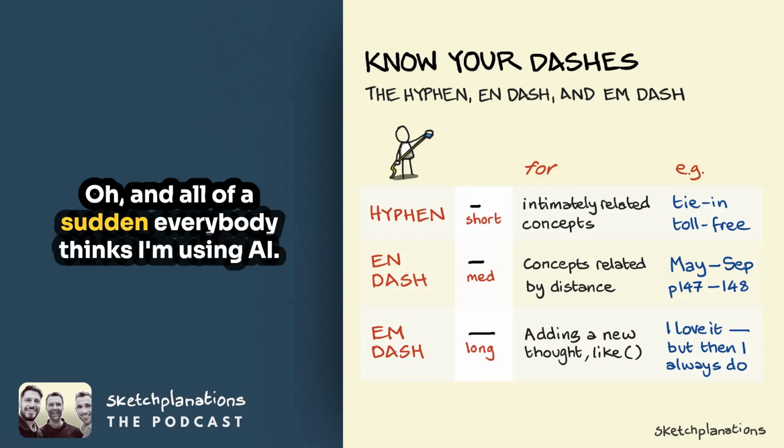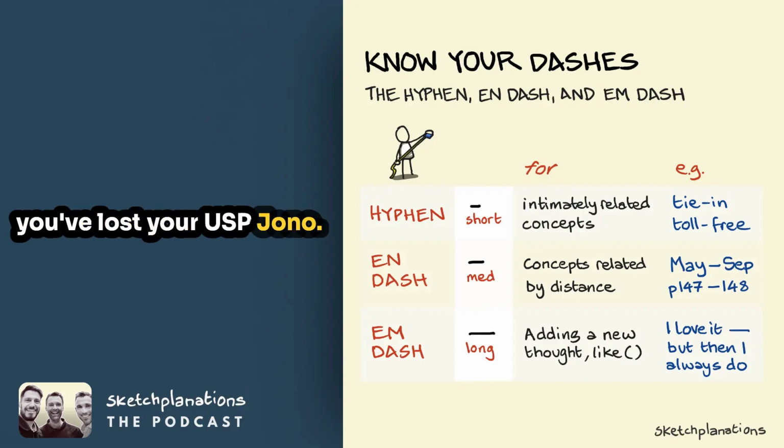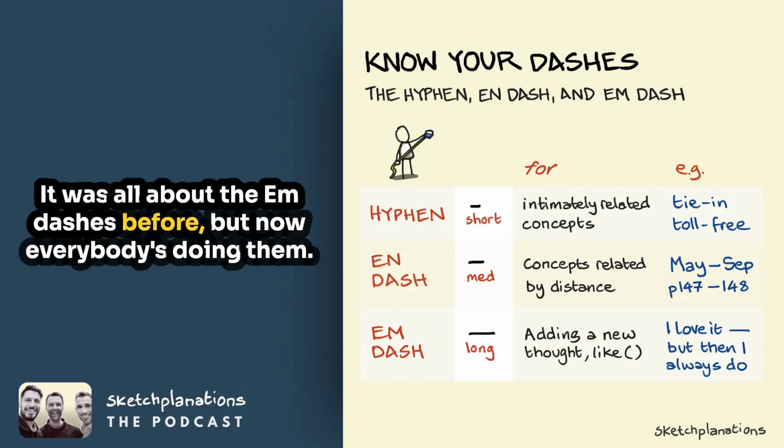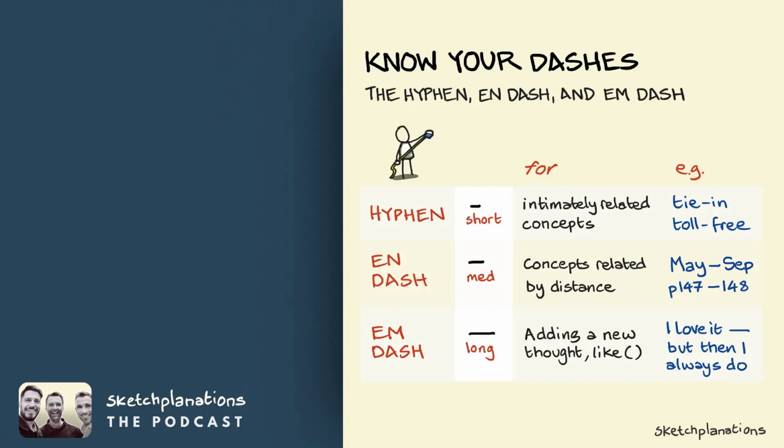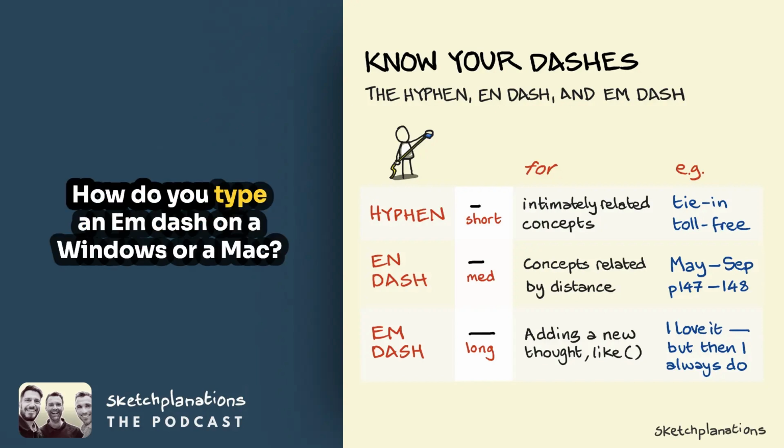And all of a sudden, everybody thinks I'm using AI. No, you've lost your USP, Jono. I have. It was all about the M dashes before, but now everybody's doing them. Give us away your secret. How do you type an M dash on a Windows or a Mac?